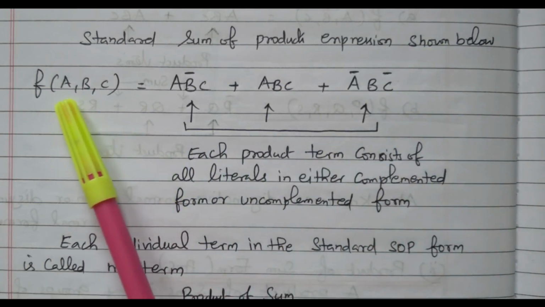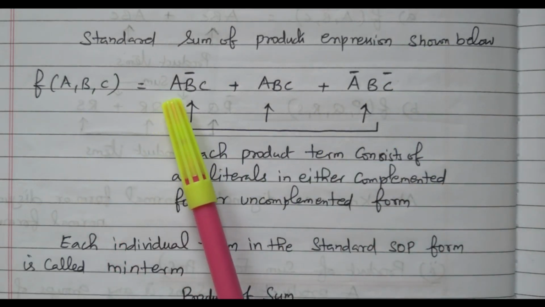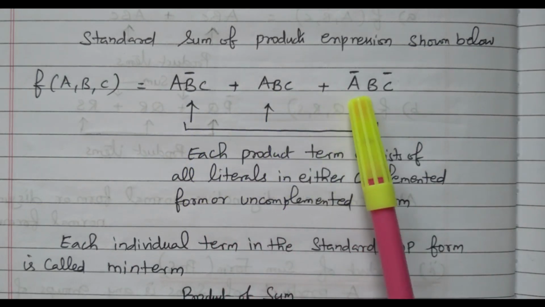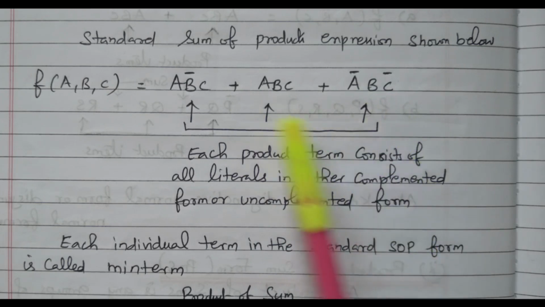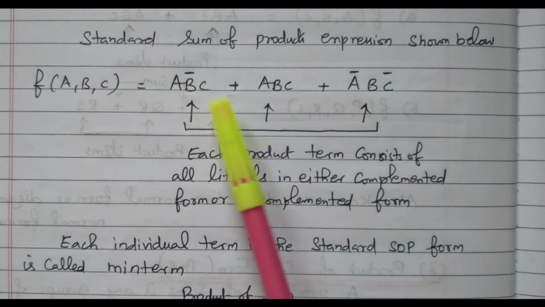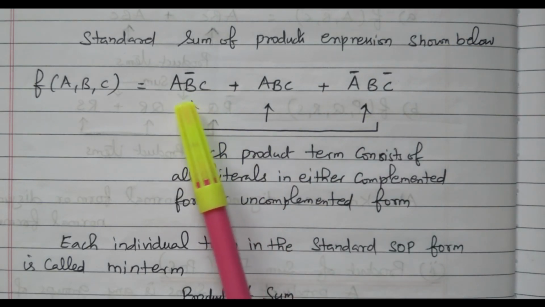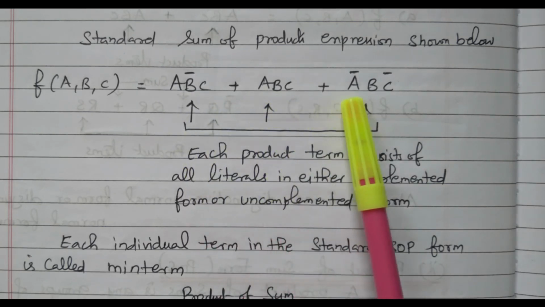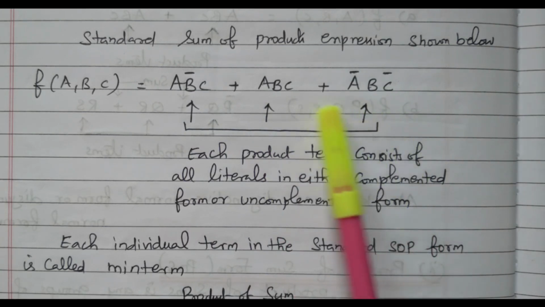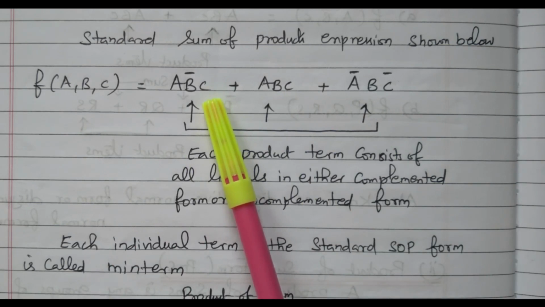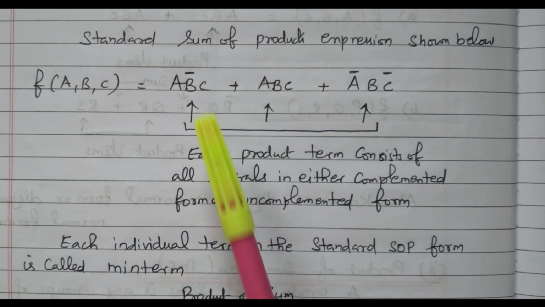See this: f of A, B, C is equal to A, B bar, C plus A, B, C plus A bar, B, C bar. So three product terms are available, and all 3 product terms have all the literals. Here ABC is available, either complemented or uncomplemented. ABC is available here, here also, and here also. So this is called a standard SOP form. If any term's literal is not available, that is not a standard SOP form.